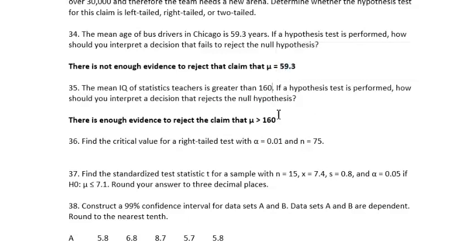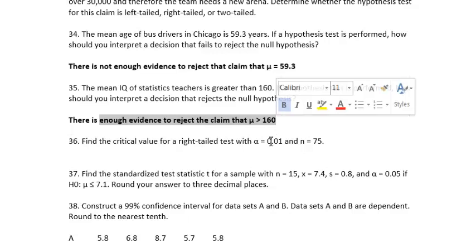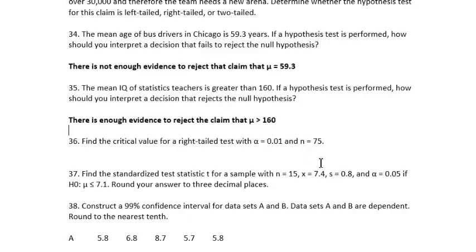If a hypothesis test is performed, how would you interpret a decision that rejects the null hypothesis? You would say something like this. I'm sorry, over here, how would you interpret a decision that rejects the null hypothesis? Then I would say there is enough evidence to reject the claim that mu is greater than 160. Same basic idea, except 34 was saying there's not enough evidence to reject the claim. 35 is saying that there is enough evidence to reject the claim.